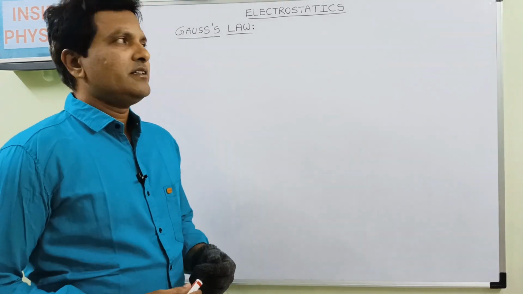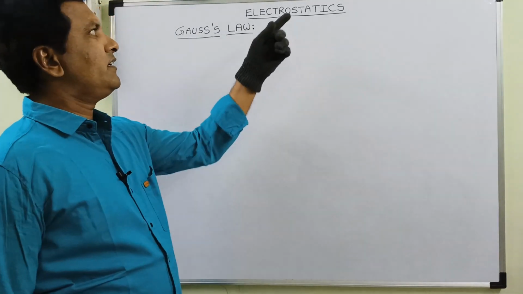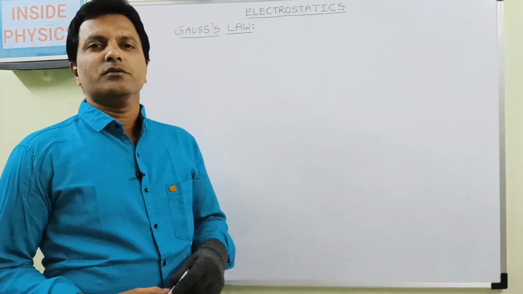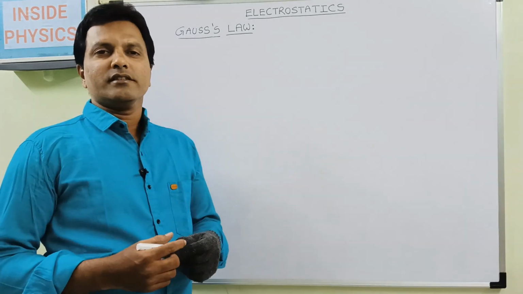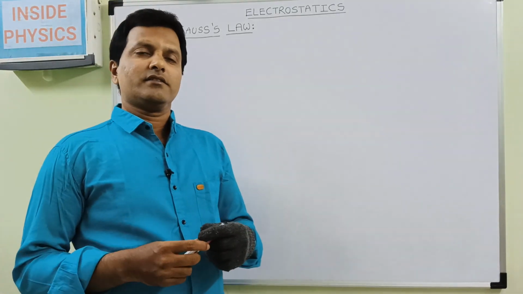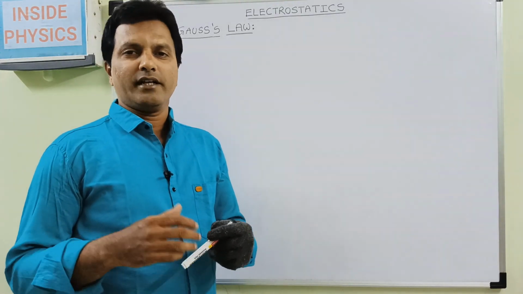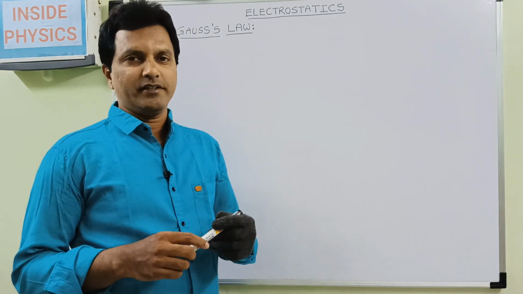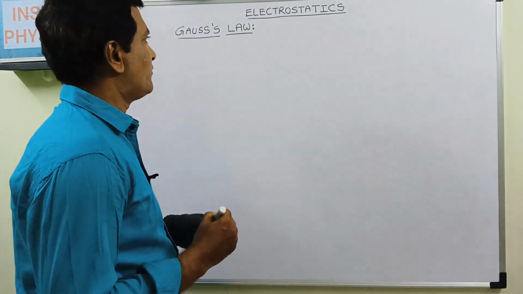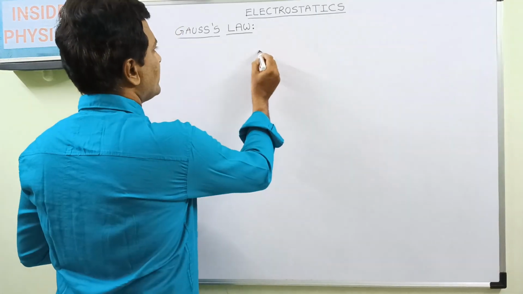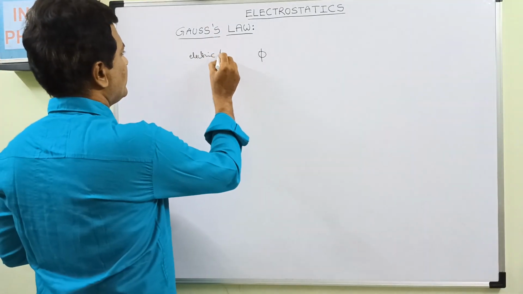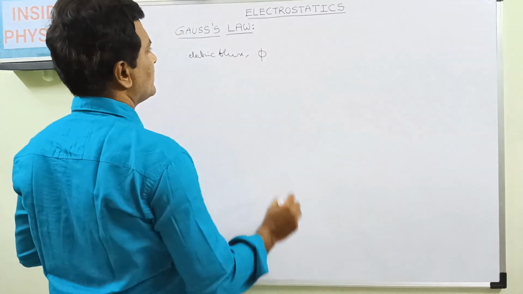Today we will see what is Gauss law in electrostatics. Before going to Gauss law, we will see what is electric flux first of all. What is electric flux? The number of lines of force of electric field passing through a given area perpendicular to that area is called electric flux. It is denoted by phi.